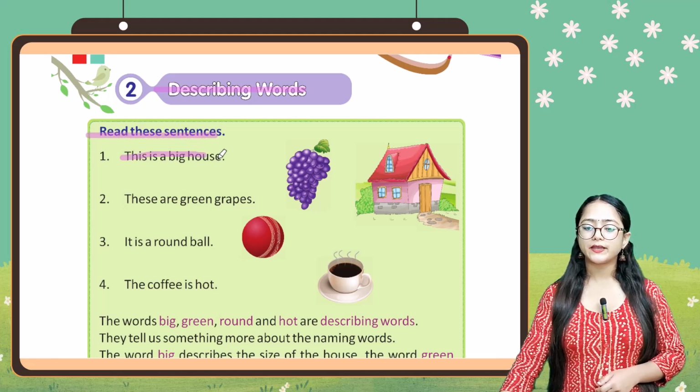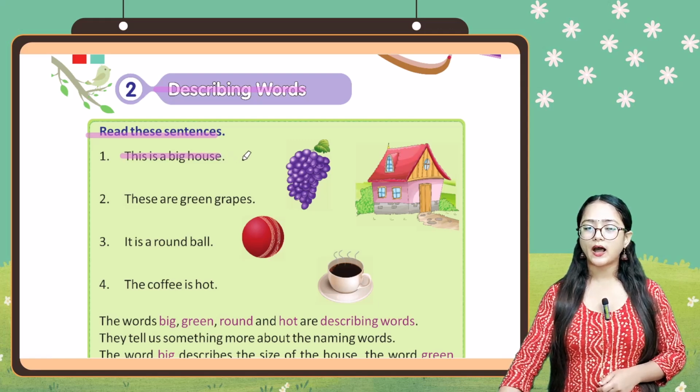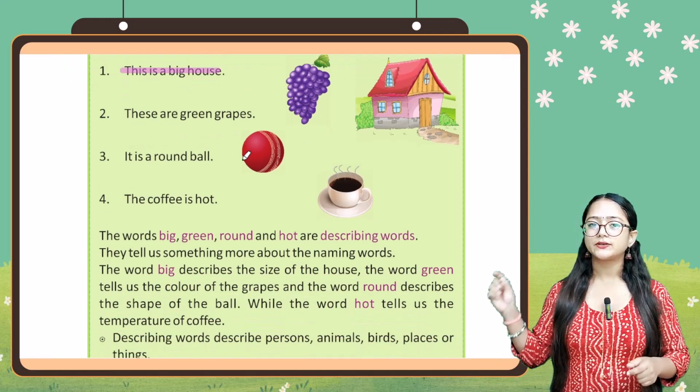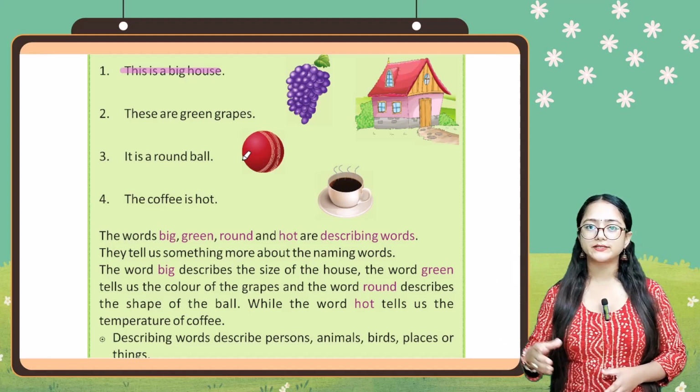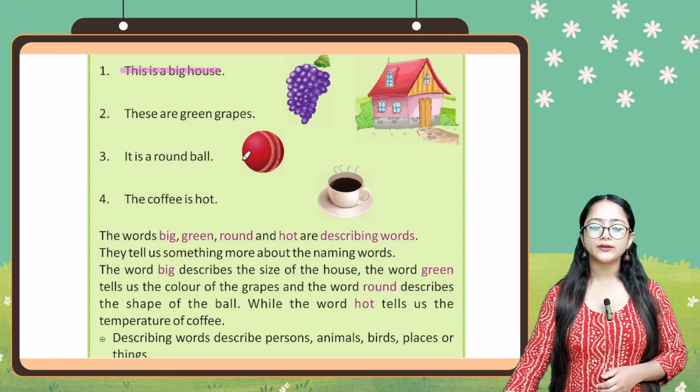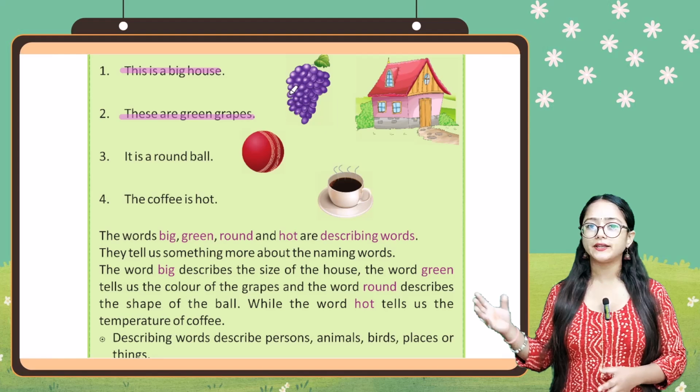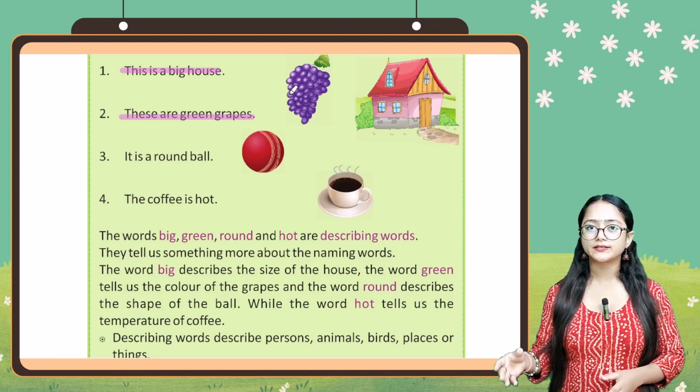This is a big house. So the house is big. So that means the word big is what? Big is the describing word. That means it is the adjective. Okay, now next one: these are green grapes. The grapes are green. Okay, so green is what? Green is the describing word.